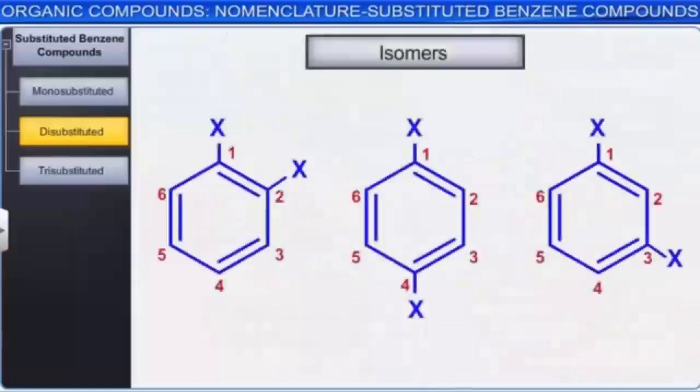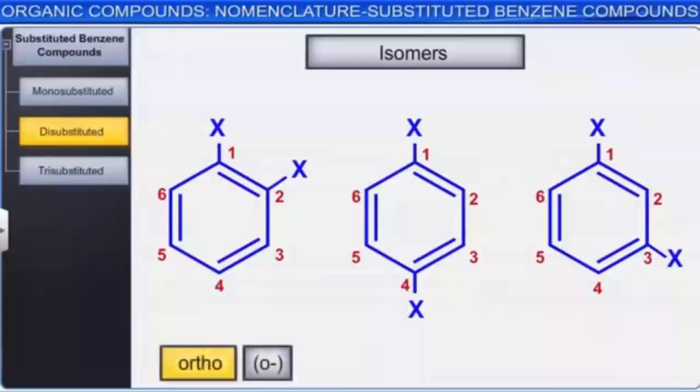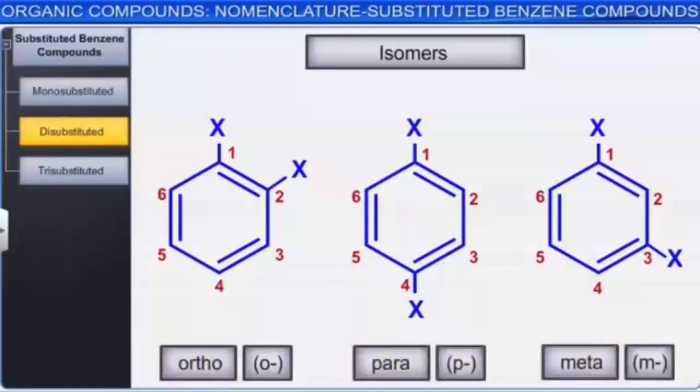Three isomers are possible for a di-substituted benzene. These three isomers are differentiated in the trivial system by using the names ortho, para, and meta, which are abbreviated as o, p, and m respectively. The positions of the substituents in a di-substituted benzene are thus indicated by using the appropriate prefix: ortho, meta, or para.